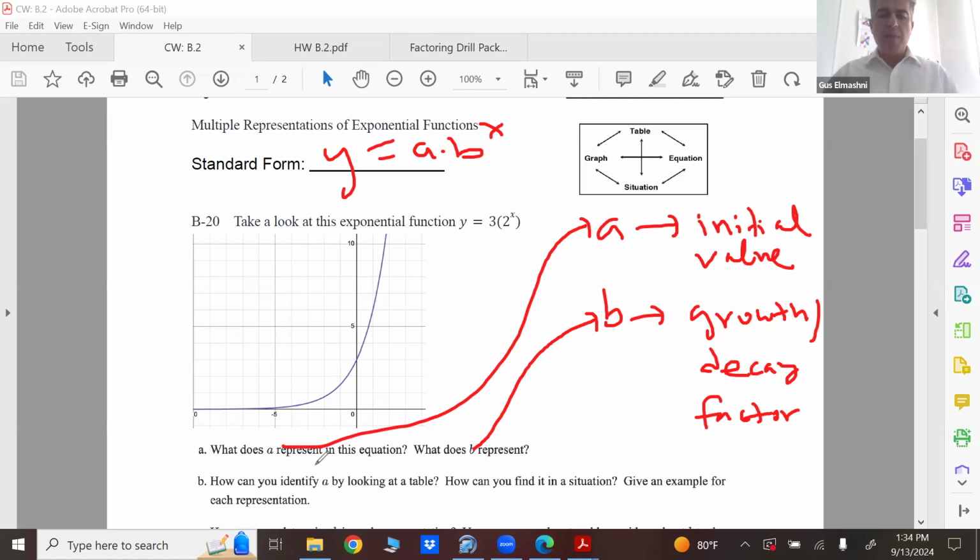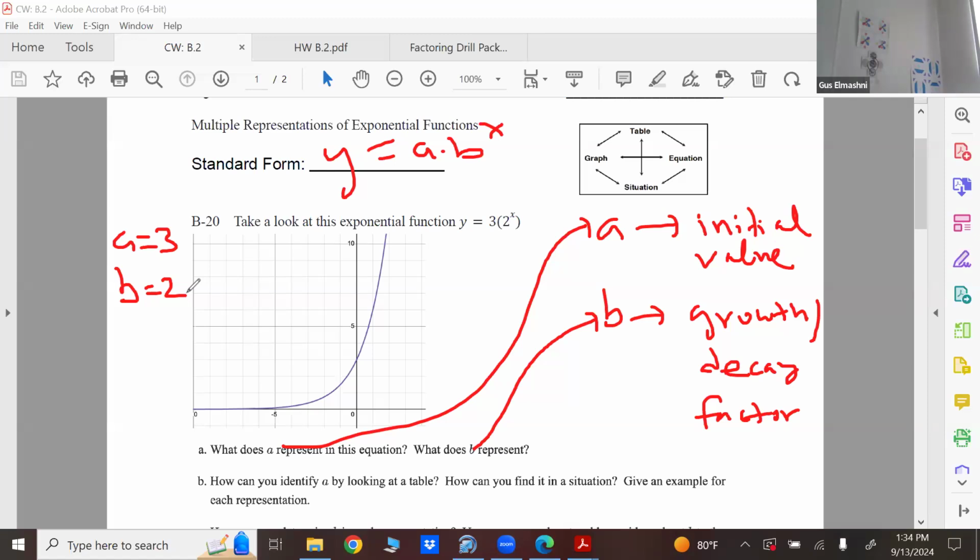Now, how do you identify A by looking at a table? Actually, what is A first? What is A in this problem? It's 3, right? And what's my B value? 2. Right, just look at it. Just extract it from the equation. It's pretty clear that the number on the outside is 3, and the number inside the parentheses is 2.